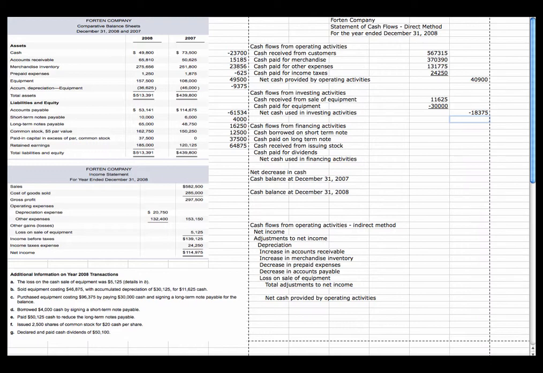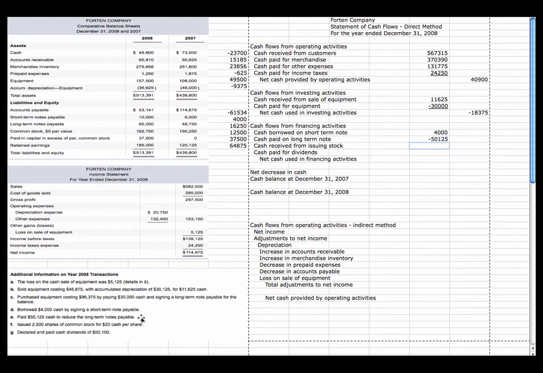Next, our cash borrowed from a short-term note. The cash borrowed from a short-term note, if we take a look at the information they provided, we borrowed $4,000 in D below, right down here. So we'll put the $4,000. Our cash paid for the long-term note, we find it on our sheet here, right below here is the $50,000. So we're going to pay this out, $50,125.